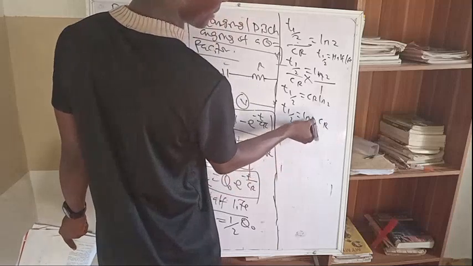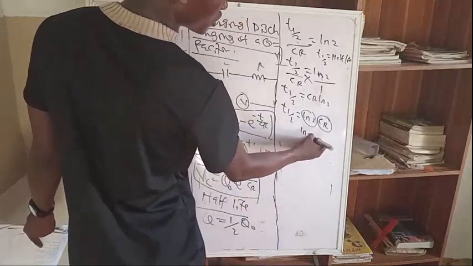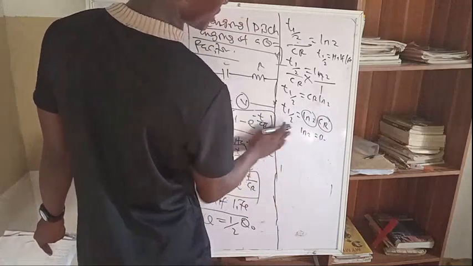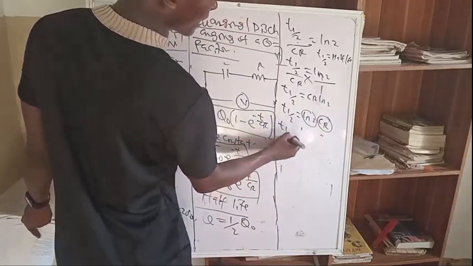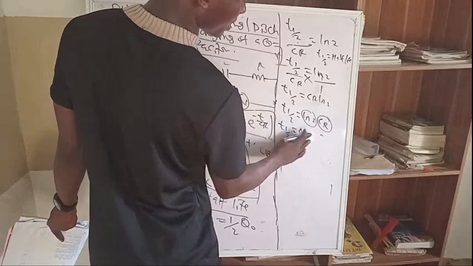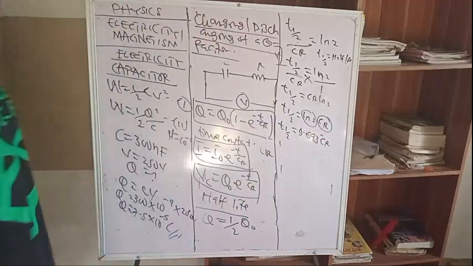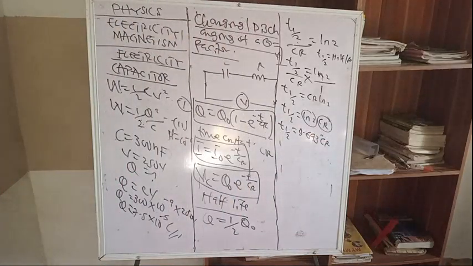So at the end, ln 2 multiplied by CR will give me the half-life. So what is ln 2? ln 2 is equal to 0.693. Okay, so the half-life of charging or discharging of a capacitor is equal to 0.693 times the time constant, the product of the capacitance and the resistance. That's how to determine the half-life of charging and discharging of the capacitor.